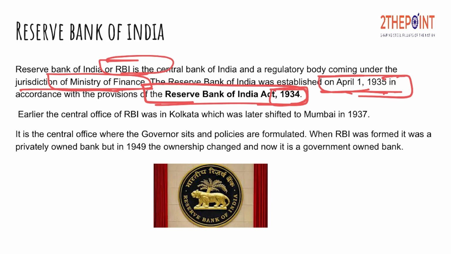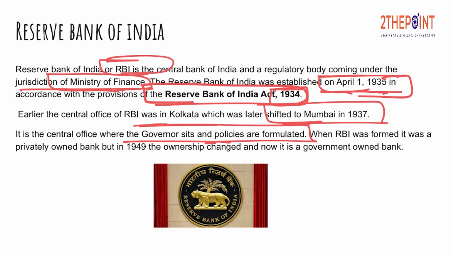Earlier, RBI used to have its head office, or central office, in Calcutta, now Kolkata, which later got shifted to Mumbai in 1937, and from then till now the central office lies in Mumbai only. Central office is where the governor sits and policies are formulated. The major function of RBI, which is formulating the policy and managing or targeting the inflation, all of that happens at the central office, which is situated in Mumbai.